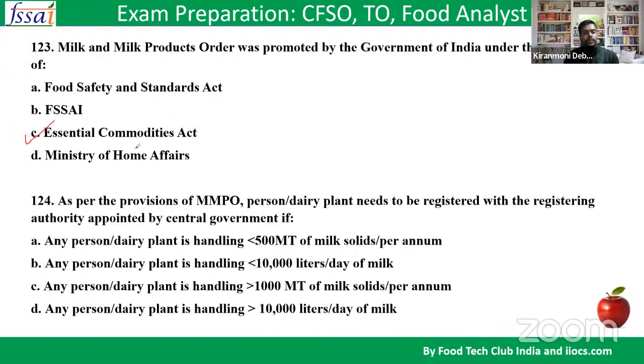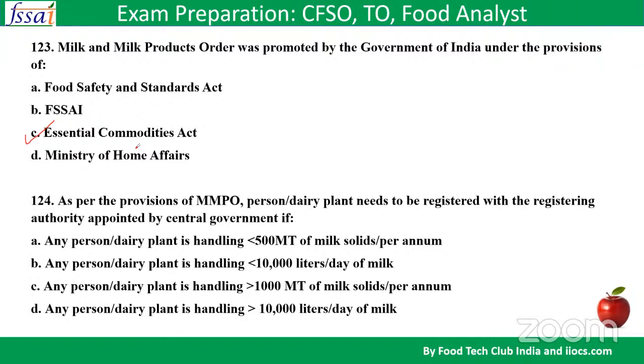As per the provisions of MMPO, a person or dairy plant needs to be registered with the registering authority appointed by the central government if any person or dairy plant is handling less than 500 metric ton of milk solids per annum, less than 10,000 liters per day of milk, greater than 1,000 metric ton of milk solids per annum, or greater than 10,000 liters per day of milk. Only if someone has read the MMPO can they answer this, otherwise a little bit D.